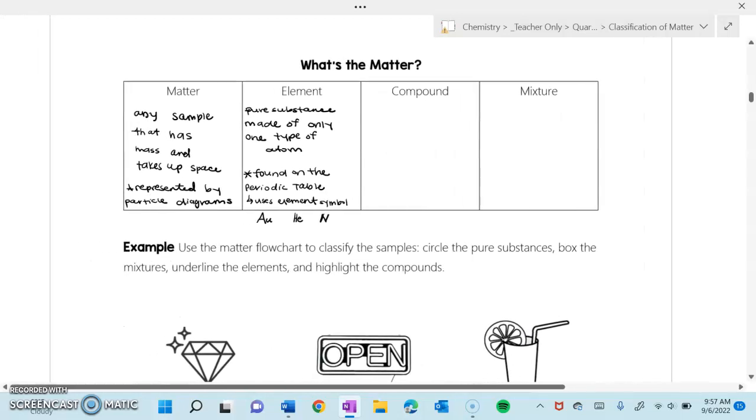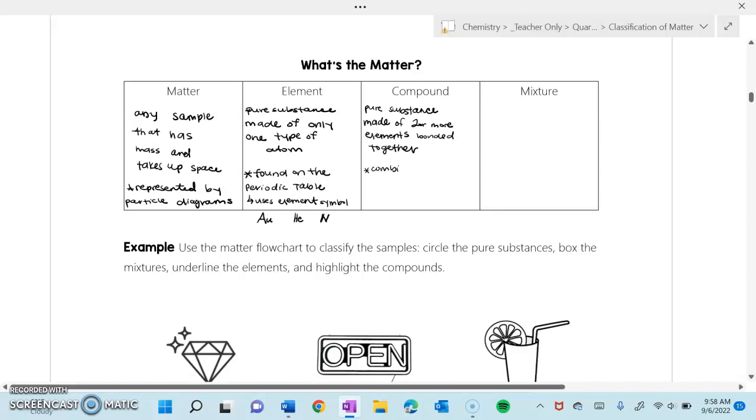A compound is also a pure substance. However, it has a few different elements bonded together. We will talk about what a pure substance is a little bit more tomorrow, but for now, know that elements and compounds are both pure substances, but a compound actually has more than one atom or element bonded together. Okay, so it's made of 2 or more elements bonded together. Compounds will be combined in a set ratio, and they're represented by a chemical formula.